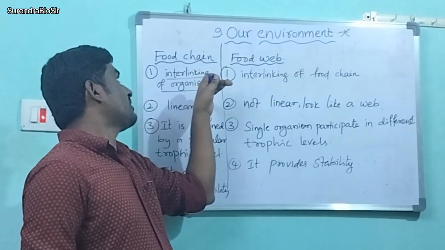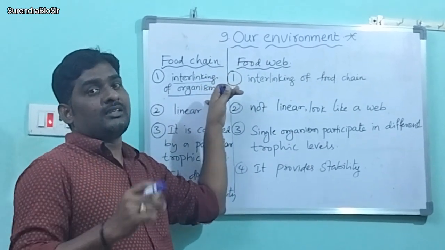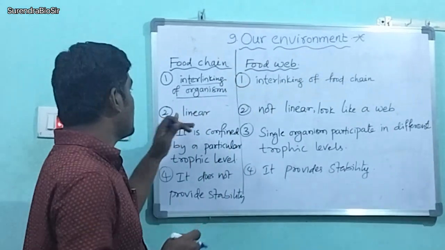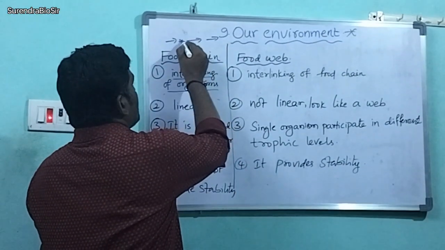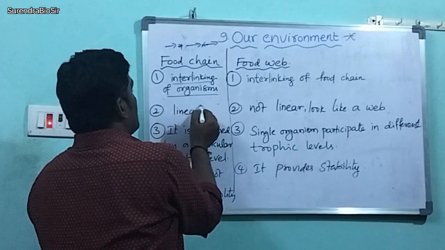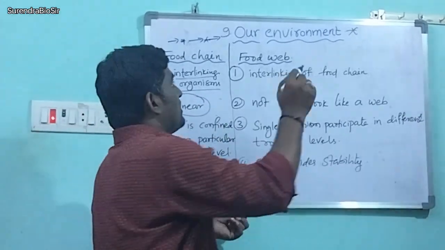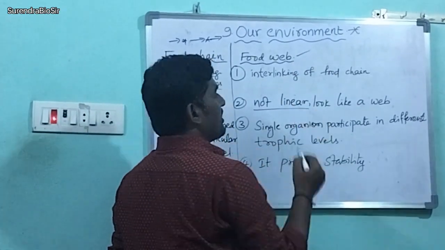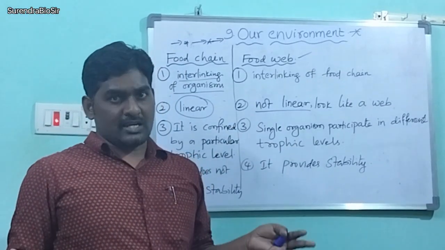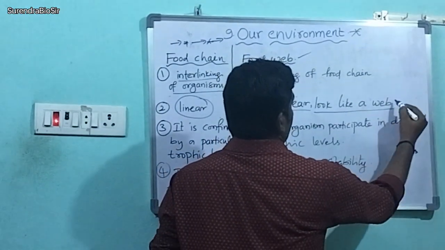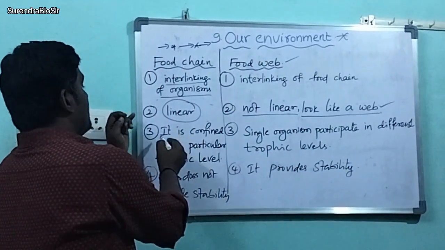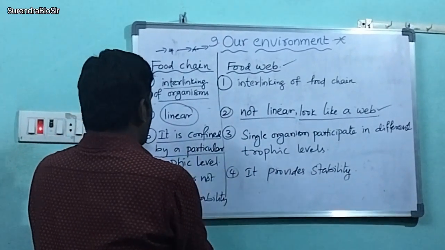But if you observe here, a food chain directly has only one trophic level. Next, a food chain is always linear, no? Here something is there, here something is there, so it is in a linear shape. But a food web may not be linear. It looks like a web-like structure. Okay? So it is not linear. It looks like a web-like structure. Next, it is confined by a particular trophic level.